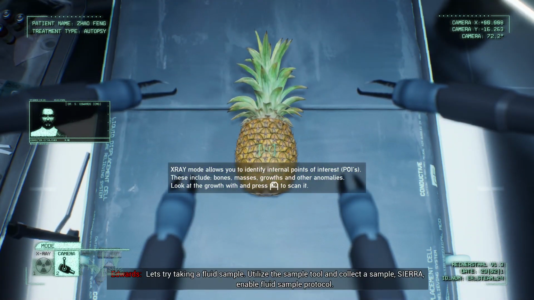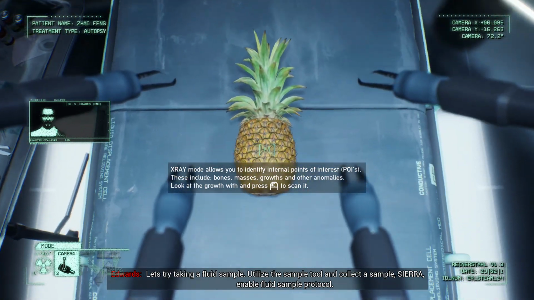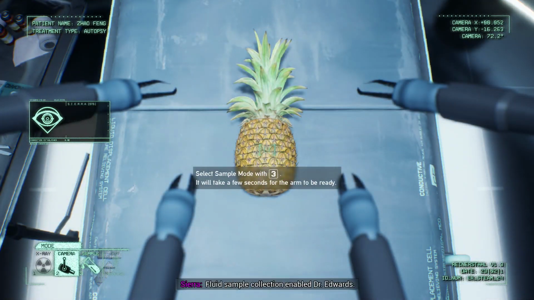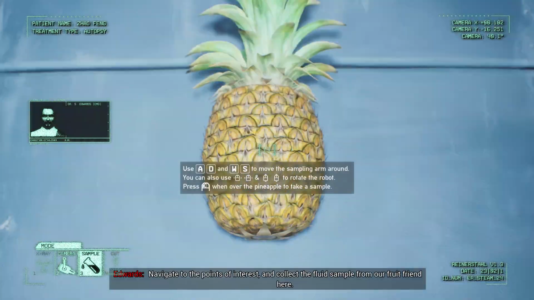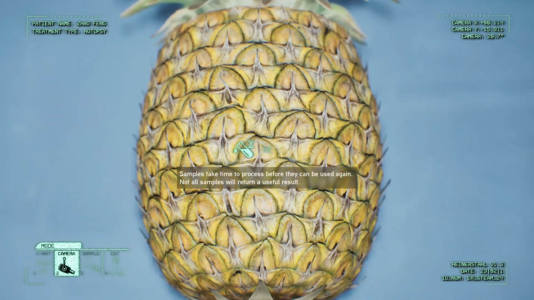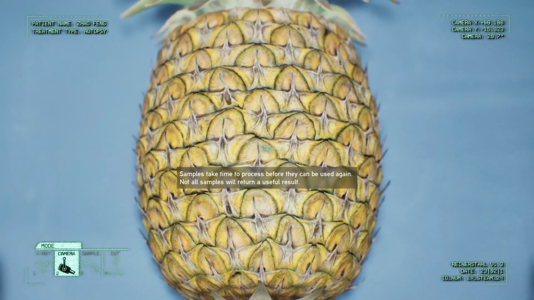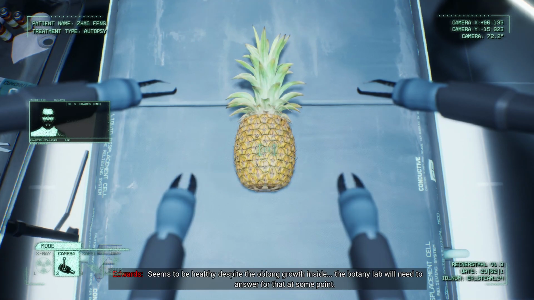Let's try taking a fluid sample. Utilize the sample tool and collect a sample. Sierra, enable fluid sample protocol. Fluid sample collection enabled, Dr. Edwards. Navigate to the points of interest and collect the fluid sample from our fruit friend here. Seems to be healthy despite the oblong growth inside. The botany lab will need to answer for that at some point.